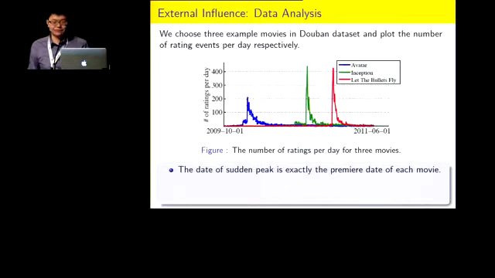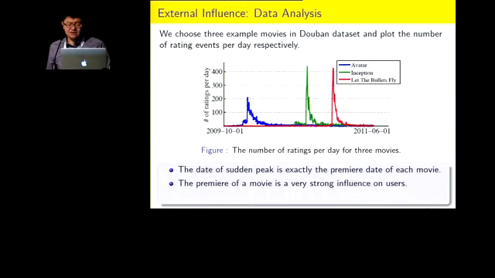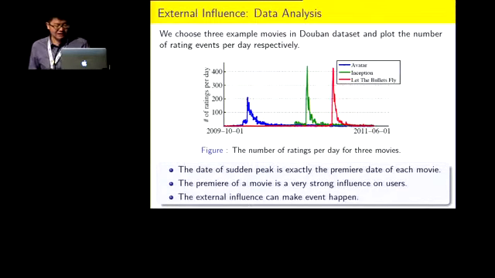And as we know, it's obvious that the premiere of a movie is a very strong influence on the users. Thus, this correspondence between the date of the sudden peak and the premiere date shows strong evidence that the external influence can make the event happen in the social networks.